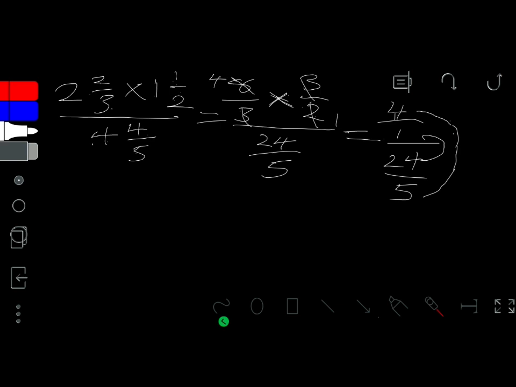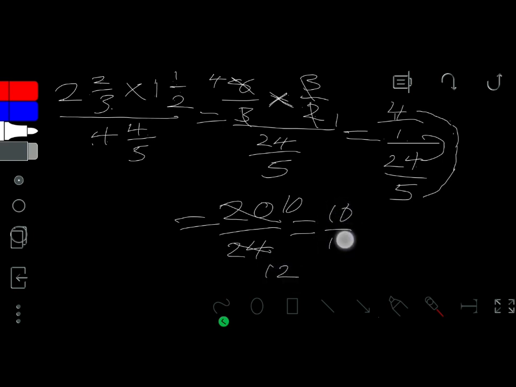So 4 times 5 will give us 20. 1 times 24 is 24. If you observe, we can reduce this. So let's reduce it. 2 will go into 20 10 times. 2 will go into 24 12 times. We can reduce it further. 2 goes into 10 5. 2 goes into 12 6. Now we cannot reduce it more than this. So your answer will be 5 over 6.